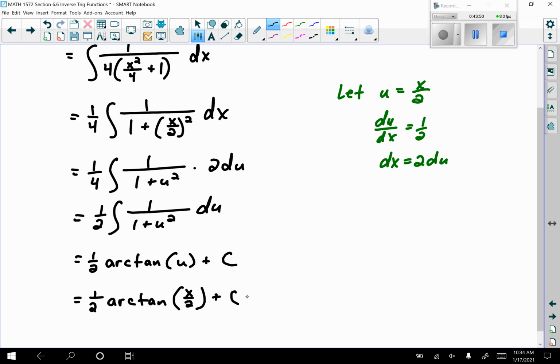So as always, guys, let me know if you have any questions over this section. There's a lot of formulas to get used to here.